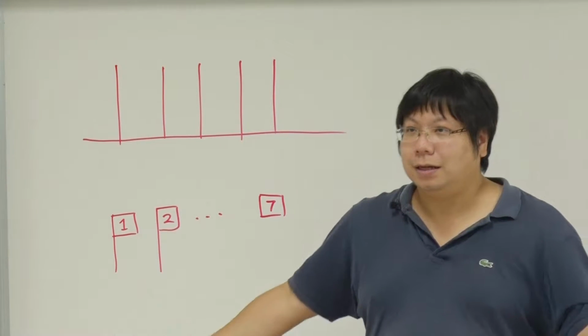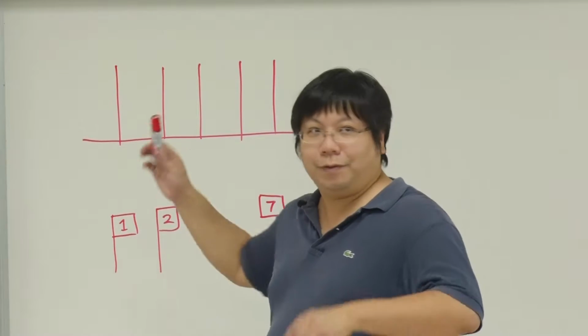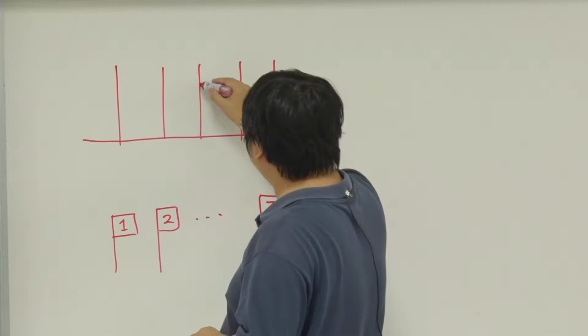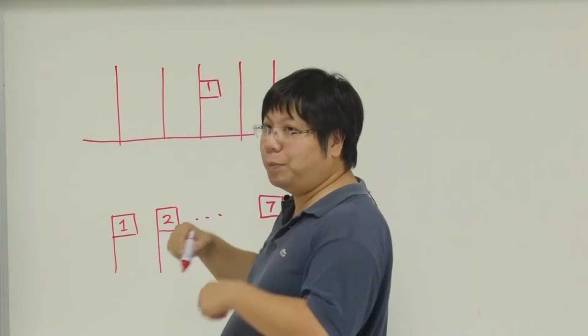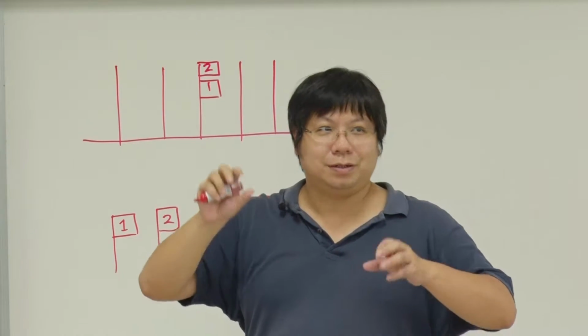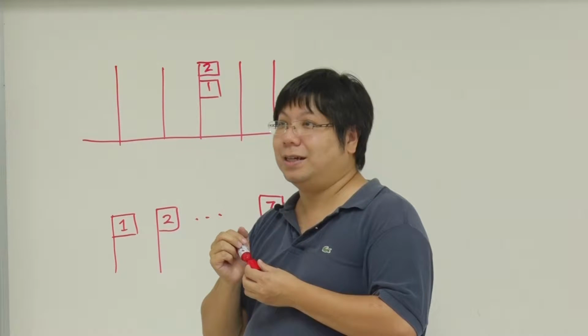So let's put the flags one by one. Somehow we may put 1 here. After we put 1, we may put a 2 here. It's also possible. So it's like you are doing cut and paste. You can suddenly put a 2 on top of a 1. Okay?